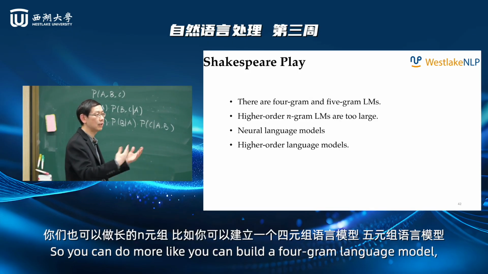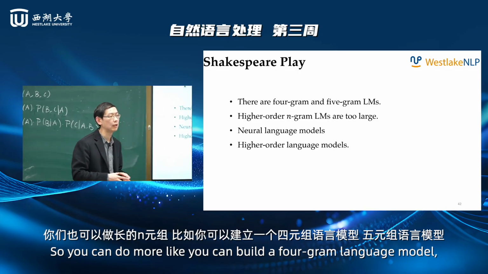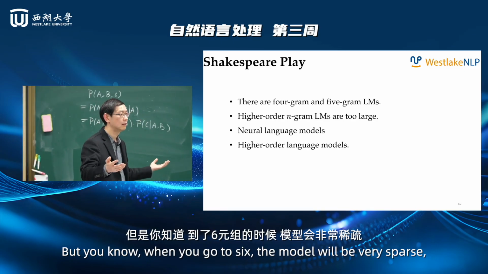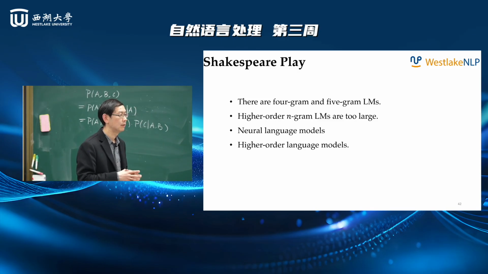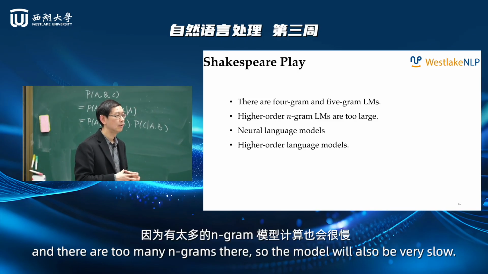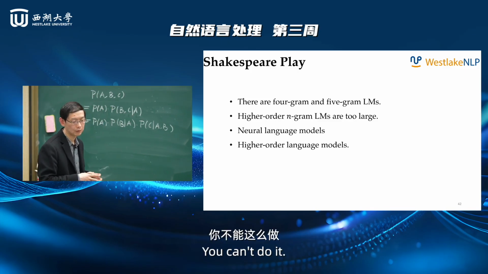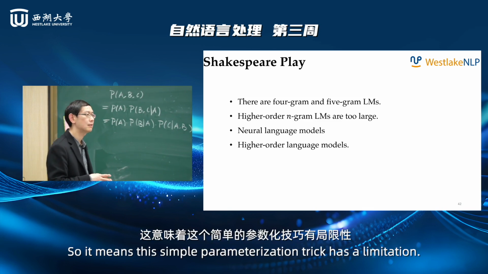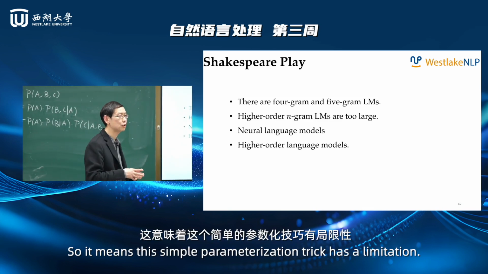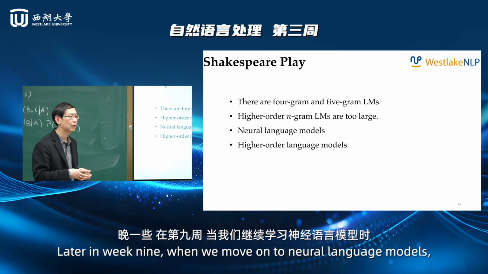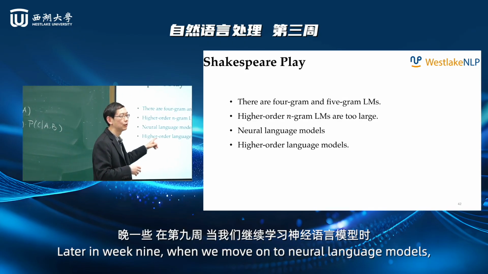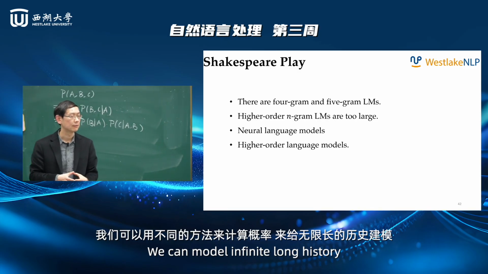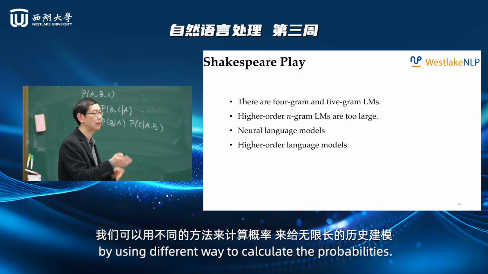Okay, so you can build a 4-gram language model, a 5-gram language model. But when you go to 6, the model will be very sparse. And there are too many n-grams there, so the model will also be very slow. You can't do it. So it means this simple parameterization trick has a limitation, right? Later, in week 9, when we move on to neural language models, we can solve the problem. We can model infinitely long history by using a different way to calculate the probabilities.